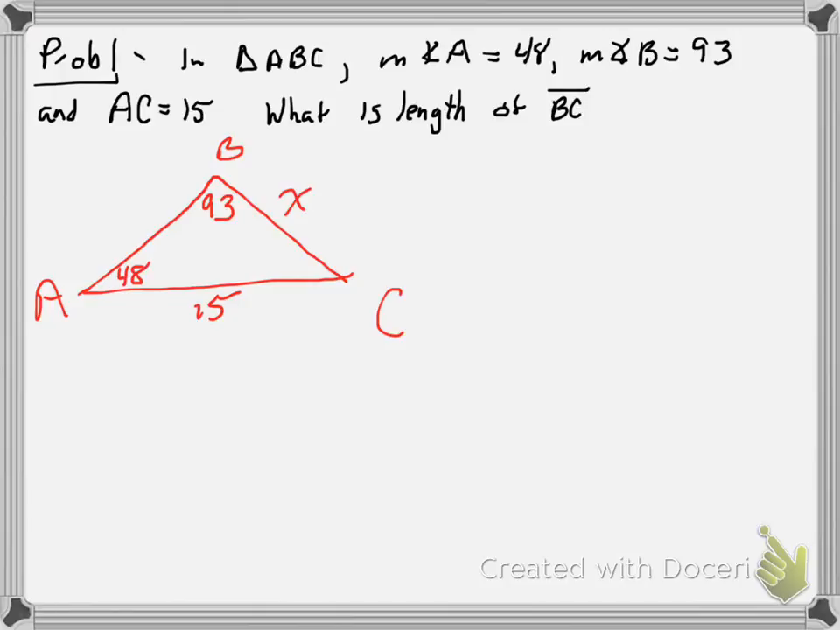So using the law of sines, how are we going to do that? Again, what's across? X is across from 48. So the sine of 48 over X equals the sine of 93 over 15. We have two proportions, pretty simple, cross multiply and divide.